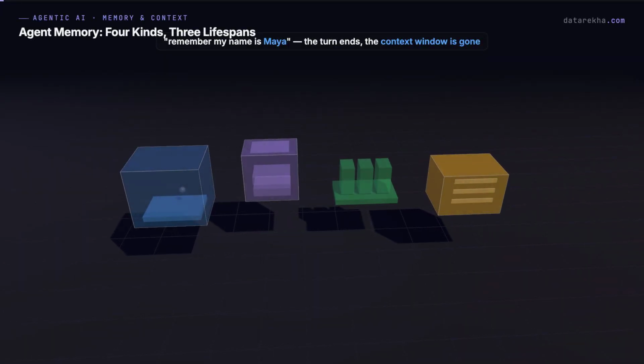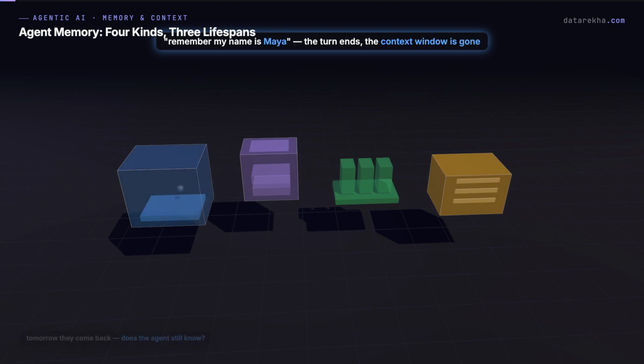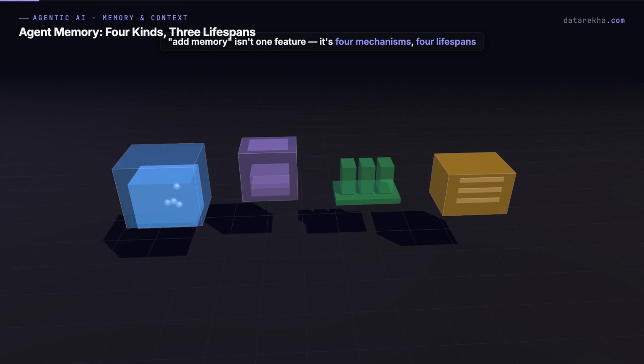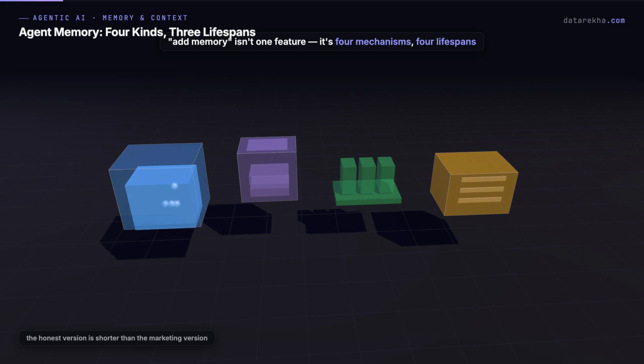A user says, remember my name is Maya, the turn ends, and the context window is gone. Tomorrow they come back. Does the agent still know? Add memory sounds like one feature. It is really 4 different mechanisms with 4 different lifespans. And the honest version of this topic is shorter than the marketing version.